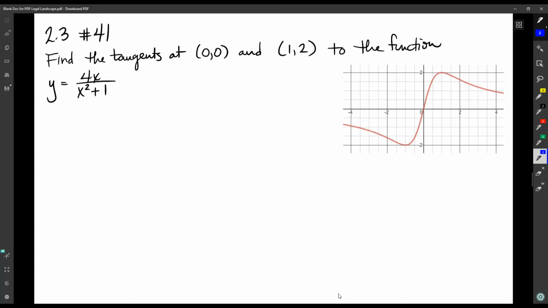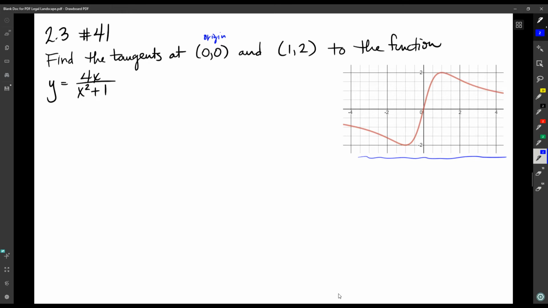This is question 41 from section 2.3. We're asked to find the tangents at the point 0, 0, the origin, and at the point 1, 2 for Newton's serpentine. It's the function given by y equals 4x over x squared plus 1. And I put a little screenshot from Desmos of the graph over here.